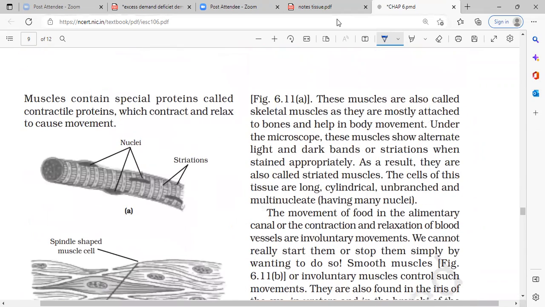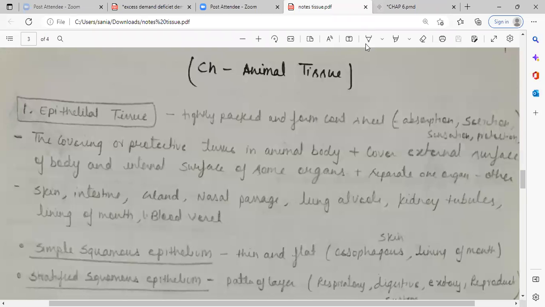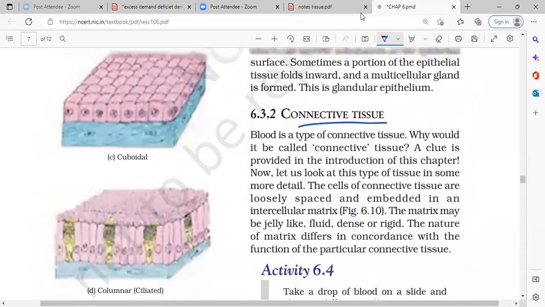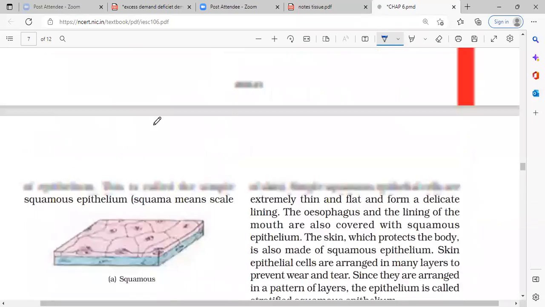So one by one, we'll discuss everything. Okay, so let's just start. First of all, animal tissues. Those tissues which are present in animals are known as animal tissue, right? So we'll be studying different types of animal tissue so that we can cover them. Let's start with epithelial tissue.